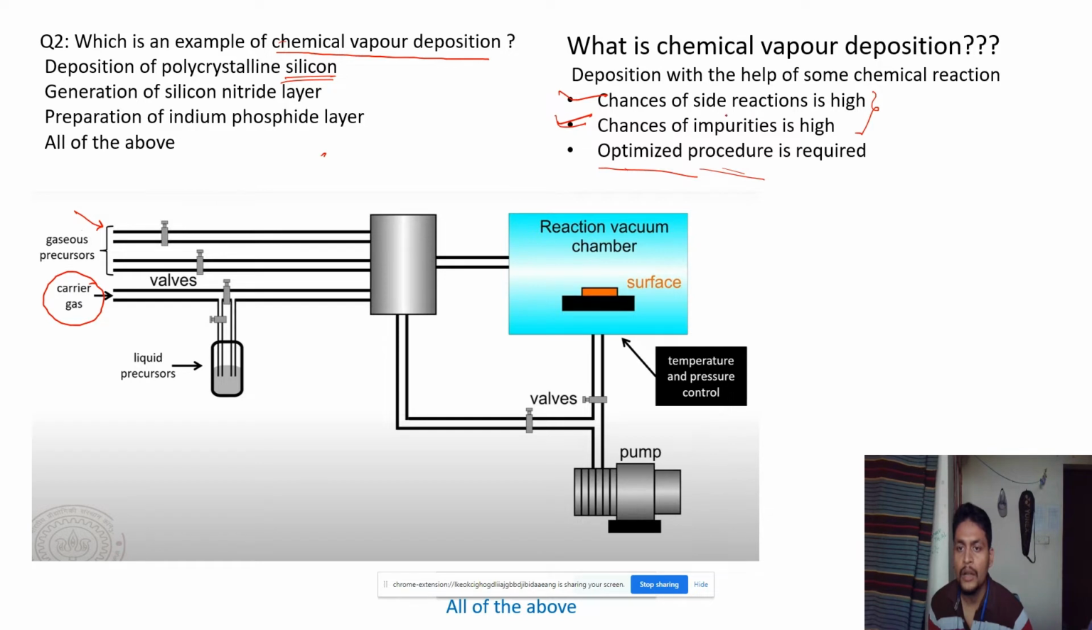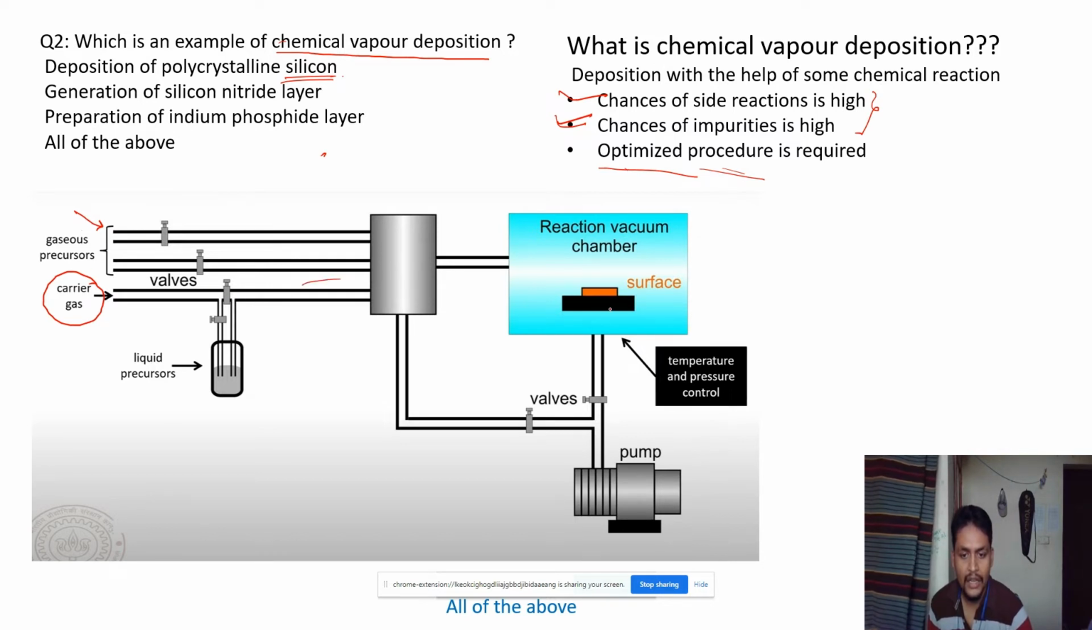Because I said there are chances of side reactions and impurities. So the carrier gas will carry the impurities or the side reaction products back, so that I can get a pure deposition of whatever I want to get. The carrier gas will take back all these impurities, or you can say the side products, right? So these channels are for the gaseous precursor, and these channels are for the carrier gas.